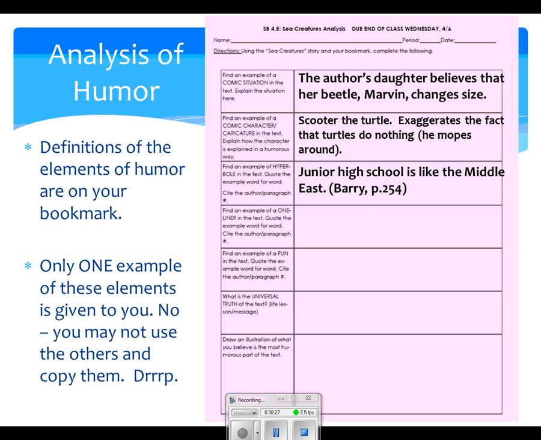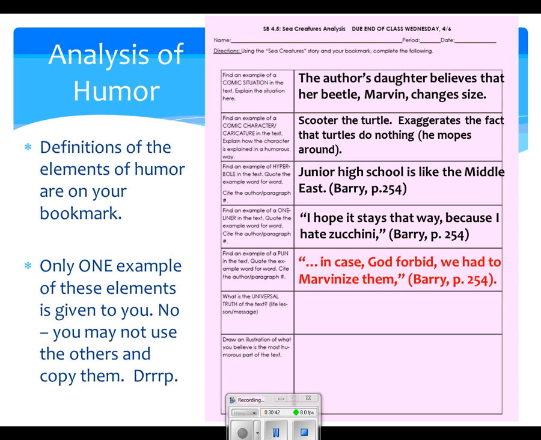All right? Next element is the one-liner. The one-liner is a very simple joke. I love how Barry ends recounting the idea of the zucchini like his dad. The last example, the pun, this is the one I'm giving you that you may copy because it's the only pun in the story.